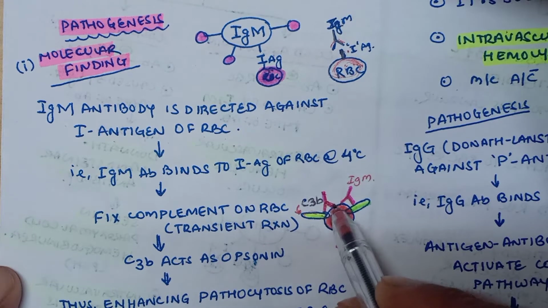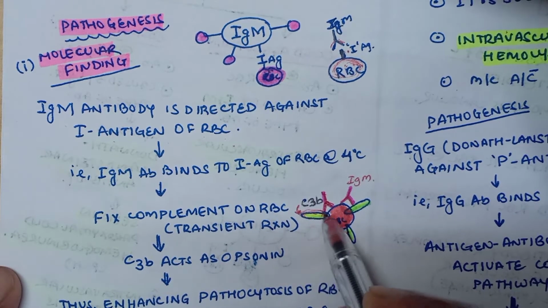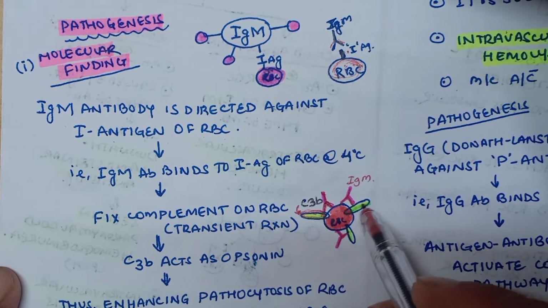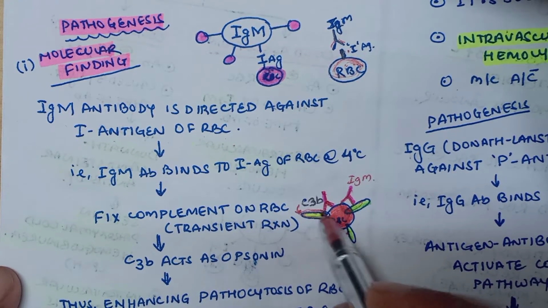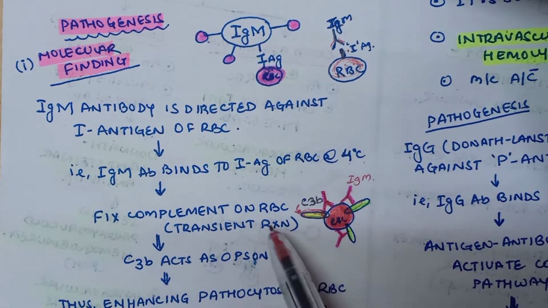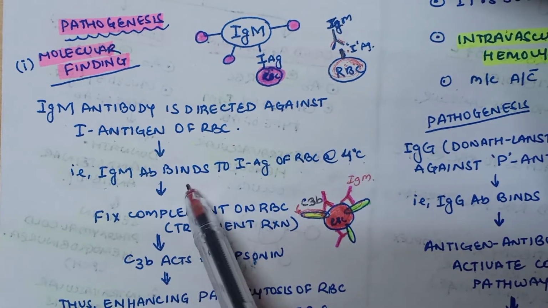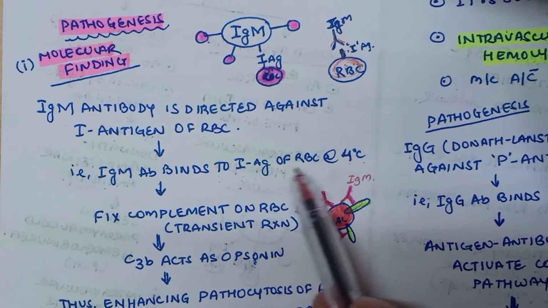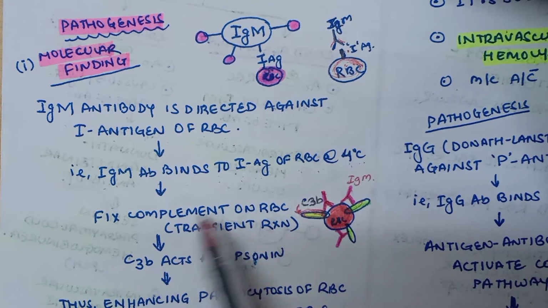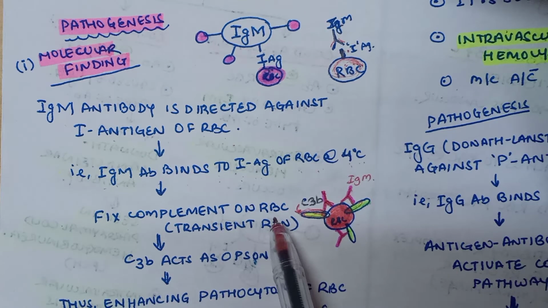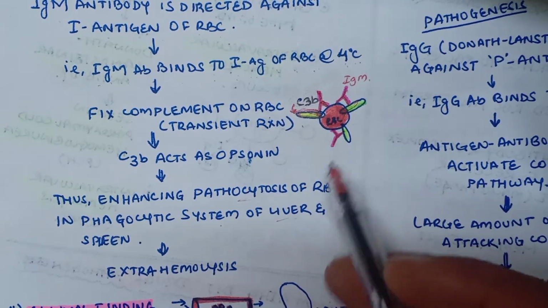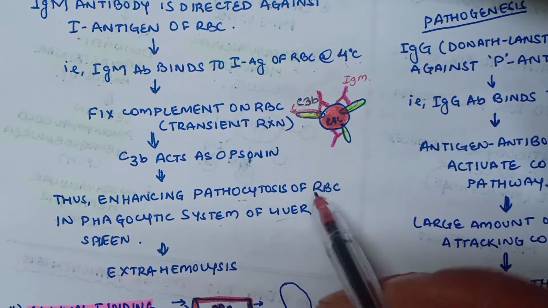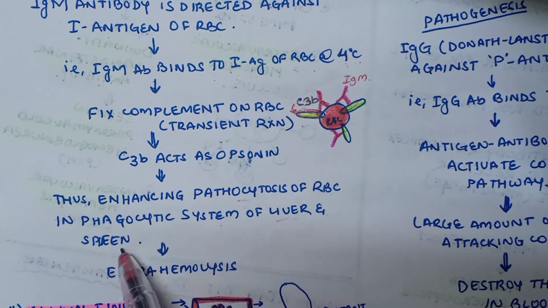So this is IgM and this is C3b, complement 3b, and this is the RBC. So when IgM antibody binds to I antigen of RBC at 4 degrees centigrade, they will fix the complement on RBC, which is a transient reaction. This C3b will act as an opsonin. This will enhance the phagocytosis of RBC in the phagocytic system of liver and spleen.